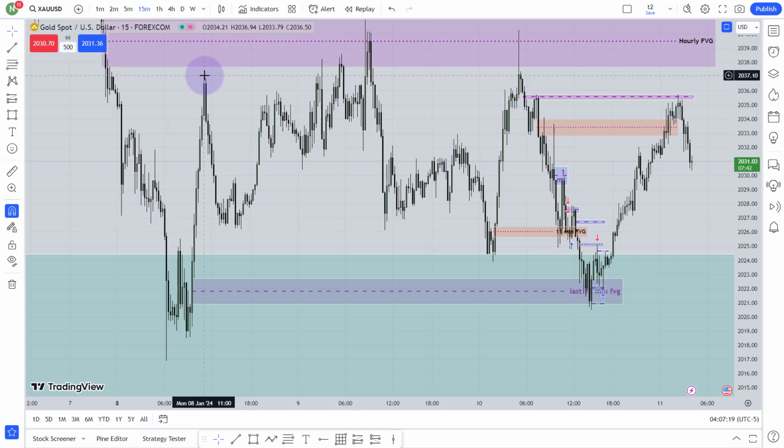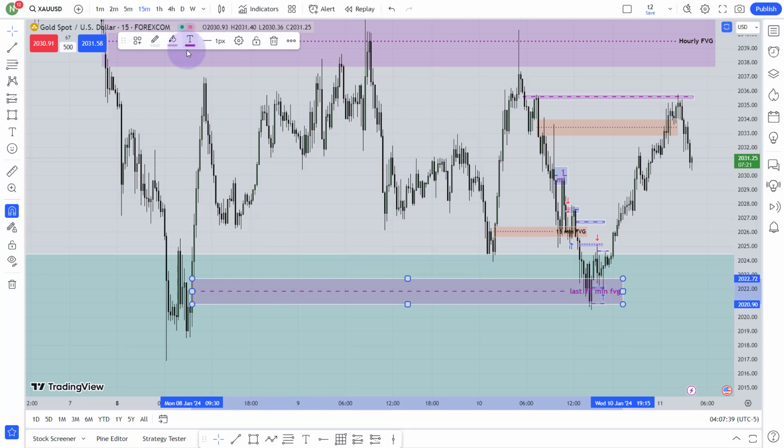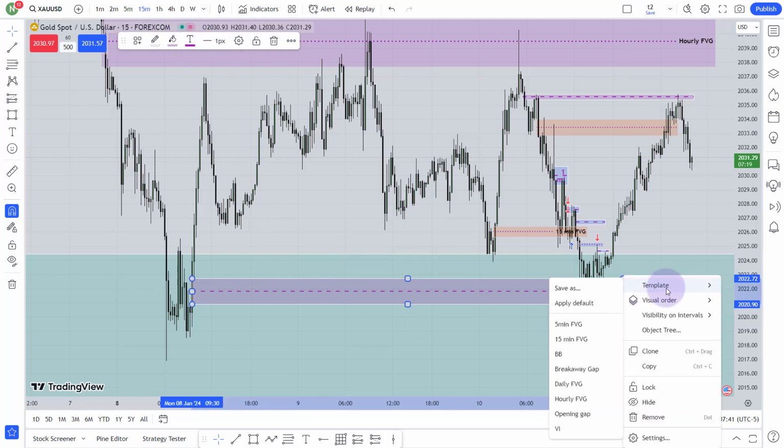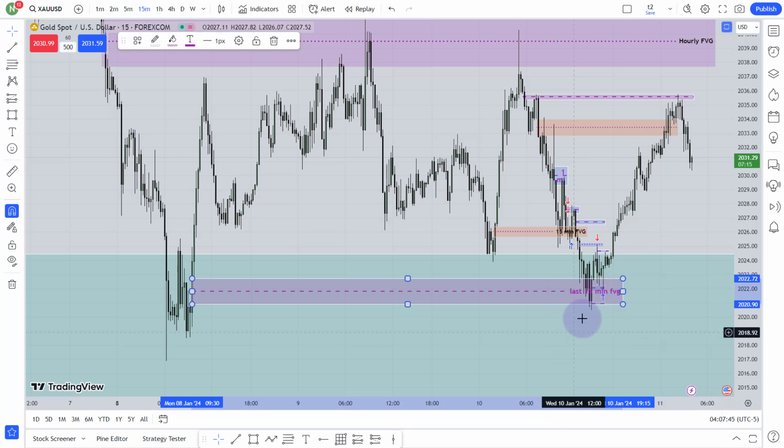Look, this is a leg, this is the last fair value gap. There is no fair value gap from that leg. This is another leg, and for this leg, this is the last fair value gap. When price started to fall, there is one fair value gap, another fair value gap, and the last fair value gap. Actually, let me change the color so that it will be easier to understand what I mean.